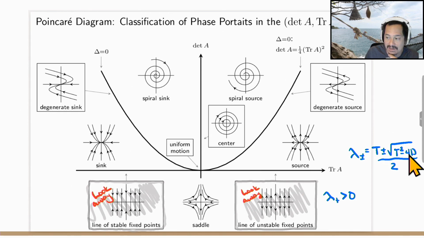If I take negative 4d, but d is negative, I take trace squared, I add a little bit to it, I take the square root of that, and what comes out is a little bit bigger, or a lot bigger, than trace. So now I take a positive trace and I subtract some number that's bigger than the trace. What sort of number am I going to get when I do this subtraction?